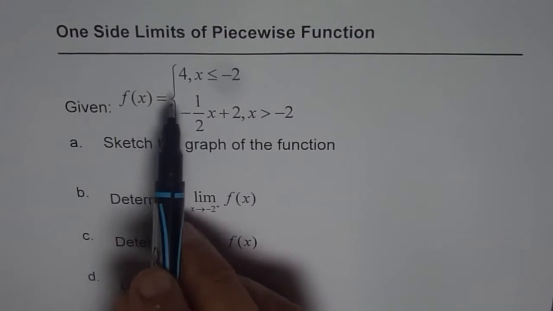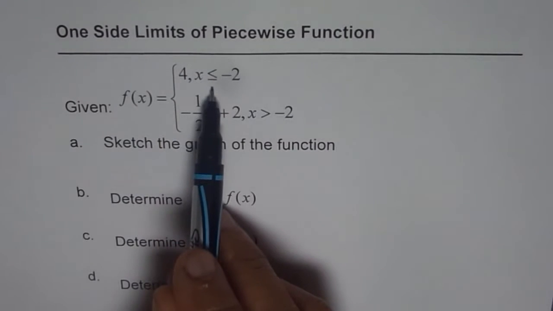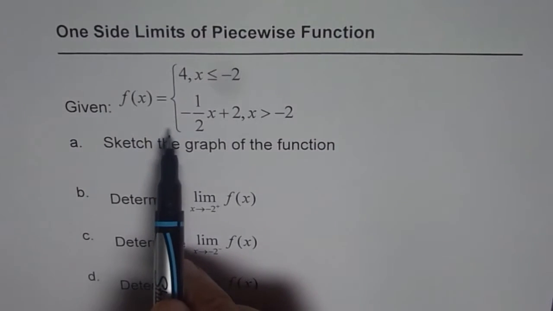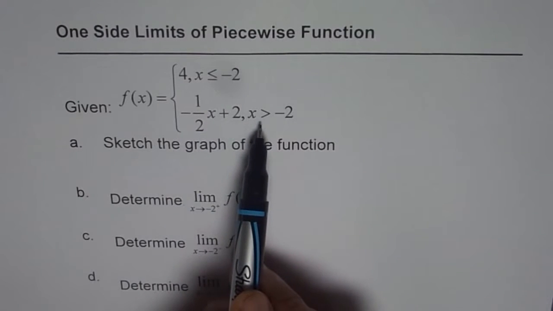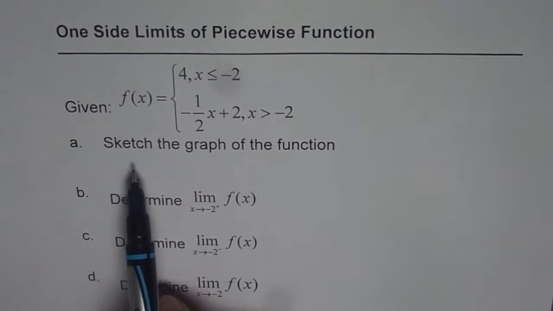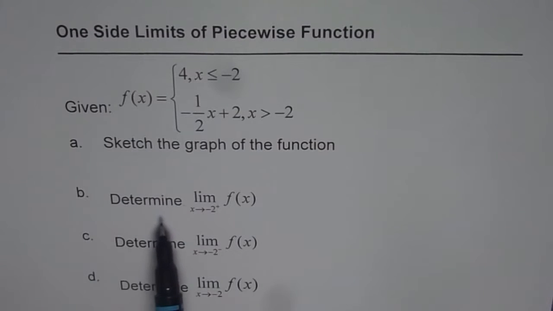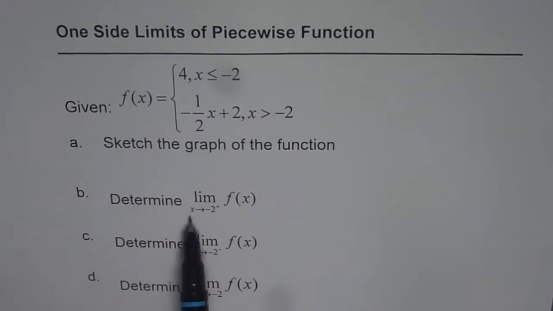Given f of x equals 4 when x is less than or equal to minus 2, and equals minus half x plus 2 for x greater than minus 2, sketch the graph of the function, determine the limit of the function when x approaches minus 2 from the right side, determine the limit of f of x when x approaches minus 2 from the left side, and determine the limit of the function as x approaches minus 2.